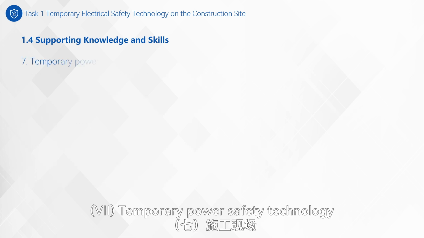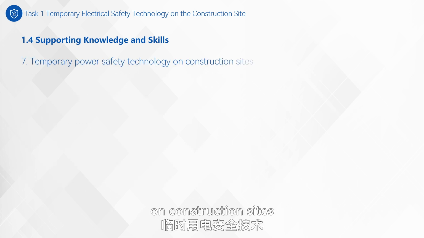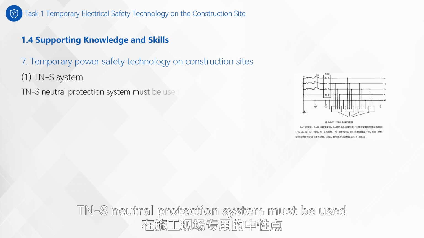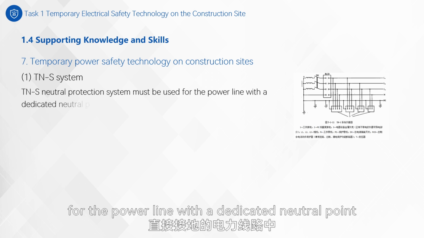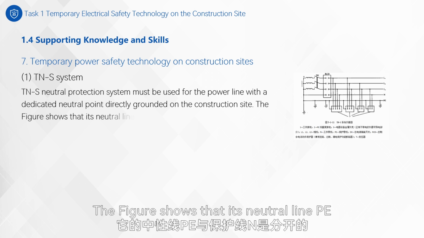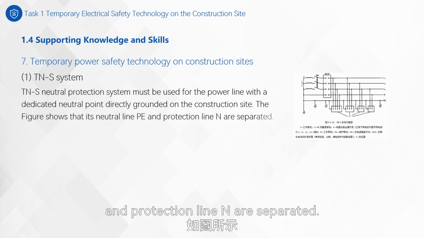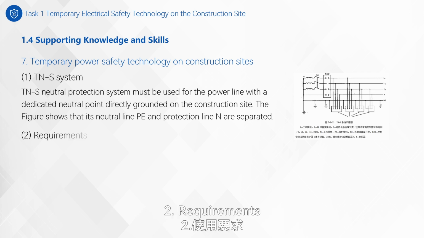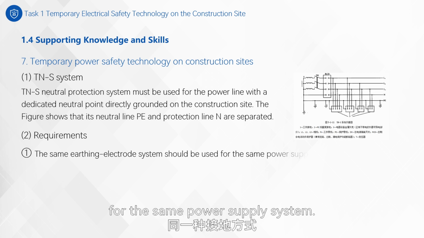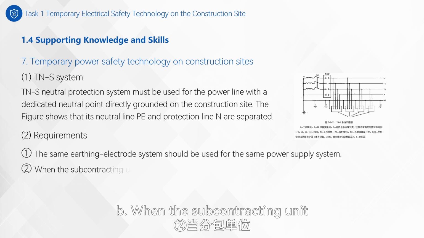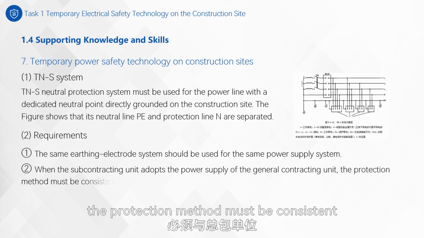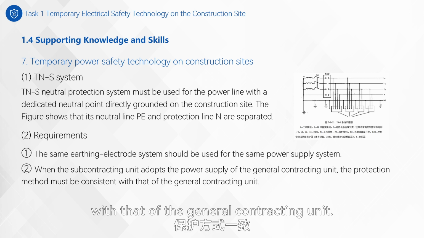Temporary power safety technology on construction sites. 1. TNS system. TNS neutral protection system must be used for the power line with a dedicated neutral point directly grounded on the construction site. The figure shows that its neutral line N and protection line PE are separated. 2. Requirements. A. The same earthing electrode system should be used for the same power supply system. B. When the subcontracting unit adopts the power supply of the general contracting unit, the protection method must be consistent with that of the general contracting unit.